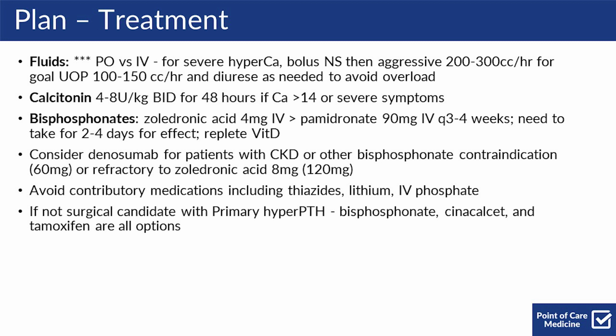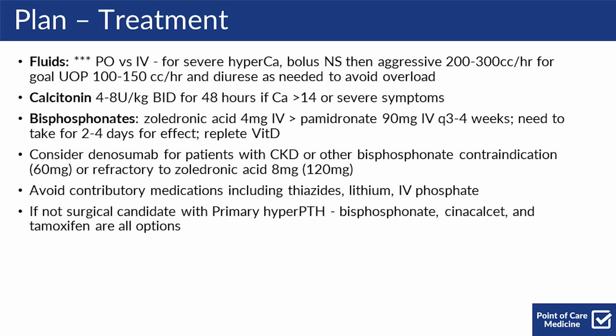If it's very severe and they're having symptoms, you can give calcitonin, and you can give it 4 to 8 units per kilogram twice a day for 48 hours, again, if the calcium's over 14 or if they're having severe symptoms. The mainstay really for treatment is bisphosphonates, the most common one being zoledronic acid, which you can do 4 milligrams IV, or pamidronate, which is 90 milligrams IV, and these are usually given somewhere between every 3 to 4 weeks or so, depending on how long they actually last when you check their calcium levels. You do need to take these for about 2 to 4 days to take effect, and when you're doing it, you should be repleting their vitamin D.